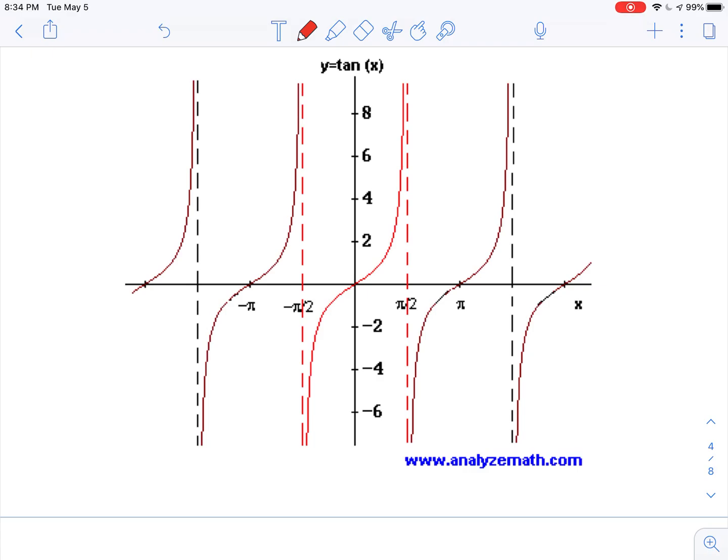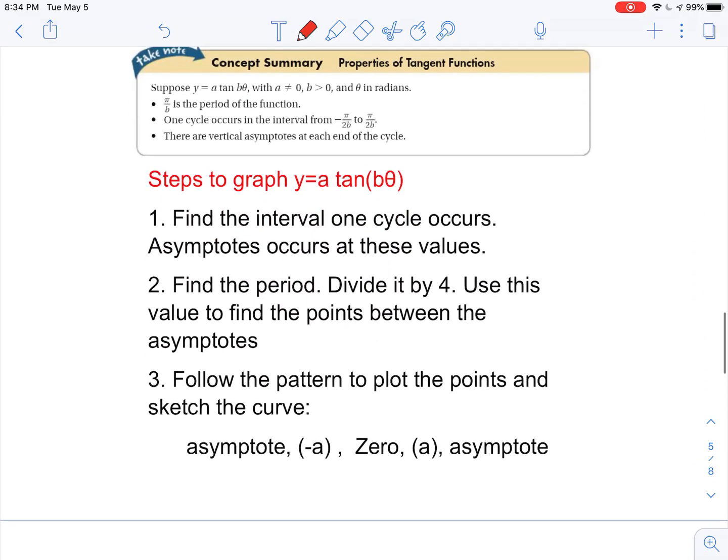Now we can graph as many of these in a row. Notice they all have the same pattern, right? They have asymptotes on either side and then the curve. Okay? And each one of these, as long as it's the basic tan graph, will be pi units between each asymptote. Okay? So now let's talk about what happens when we multiply values in this.